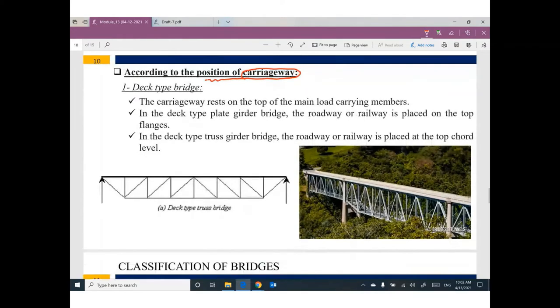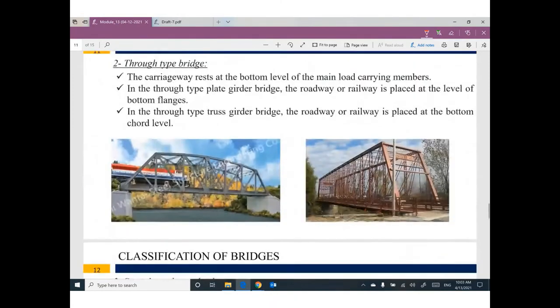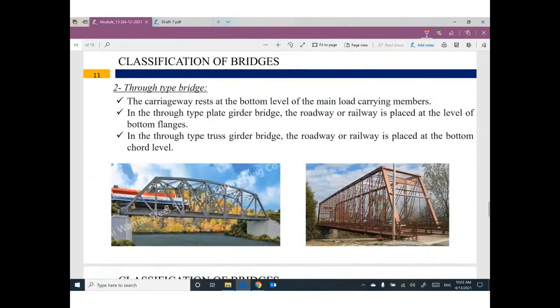So sometimes we can call it deck type bridge. The carriageway rests on the top of the main load carrying member. Like this bridge, here is the bridge deck and everything underneath. Or the bridge deck and everything underneath the level of this bridge. This called deck type bridge. We have another type called through type bridge.